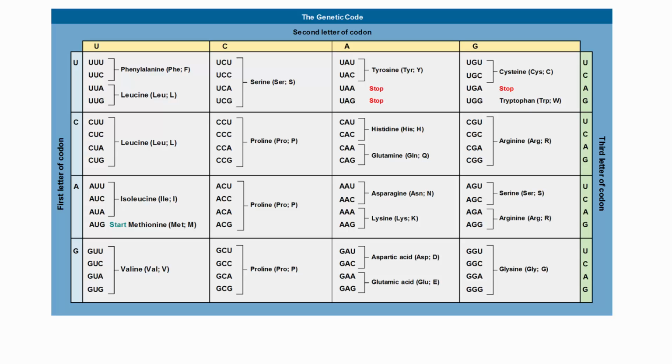In order to determine which codon codes for which specific amino acid, you use this table called the genetic code. The genetic code is read by looking at the first letter of the codon on the left-hand side of the table, then looking for the second letter of the codon on the top of the table, and finally the third letter of the codon on the right-hand side of the table in order to figure out which specific box you're looking in, and then determine which amino acid that codon codes for.